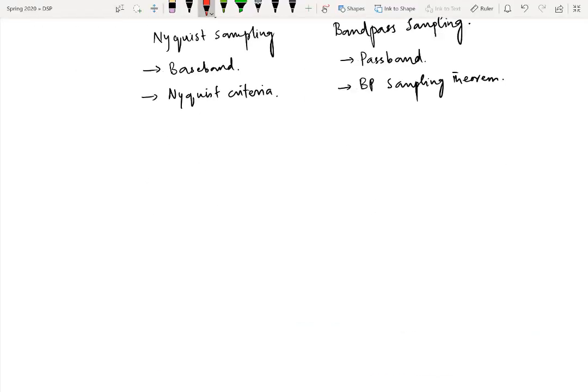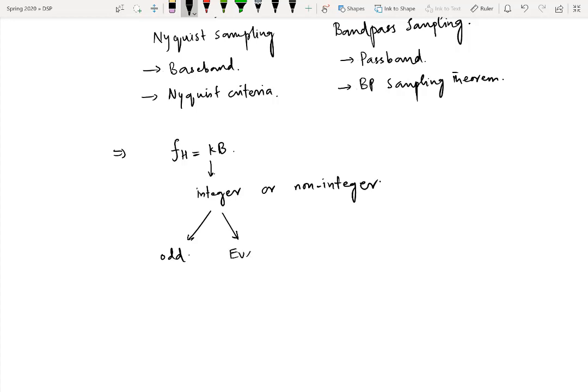So now we can formulate two different cases such that the higher frequency FH is equal to K times B, where K is an integer or a non-integer. And in the first case, we can further have two cases. If K is an integer, it can be odd and it can be even. So it means we will first find out the bandwidth of the passband signal and then the higher frequency of that passband signal, and we see what is the situation of this number K. If that is an integer, we are in the first case. If it is a non-integer, then we are in the second case. And being an integer, it can be odd or even.